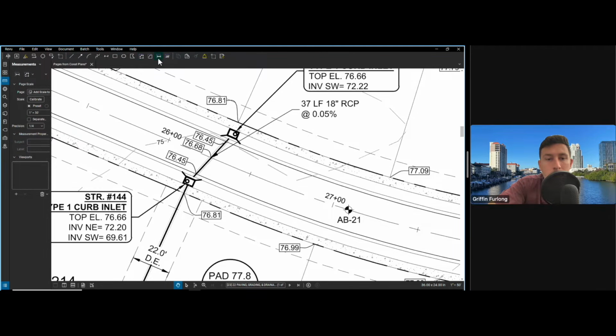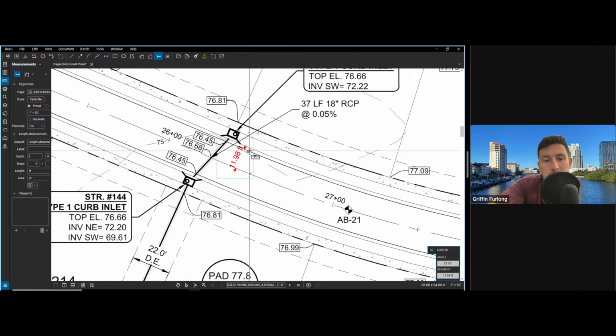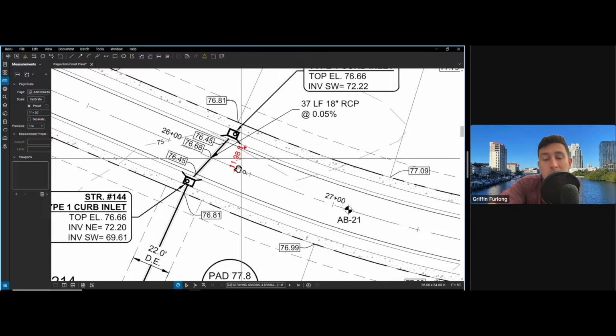Now let's do a quick measurement to see the width of this lane. So the width of the lane, I'm going to call that 12 feet. Bluebeam must be acting up, but that's 12 feet. So we know that the road slope is typically 2%. So I can take that 76.45 and work up 2%.